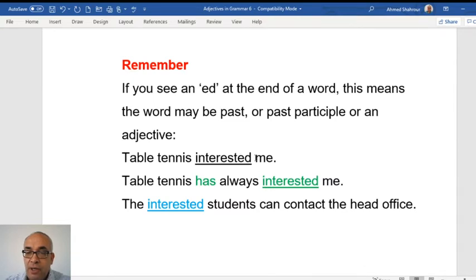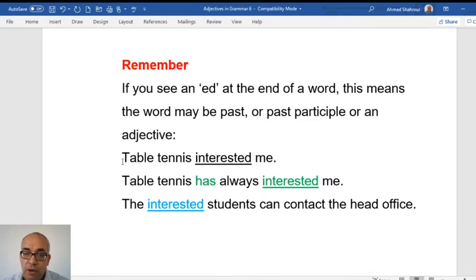So here, interested has ed, but it is the past. Here we have has interested. Has interested is the verb, and we call it present perfect. Here, interested is past participle, and this past participle is an adjective for students.